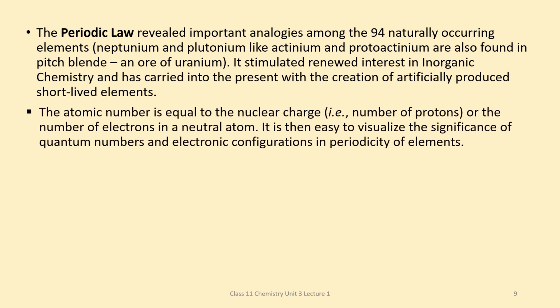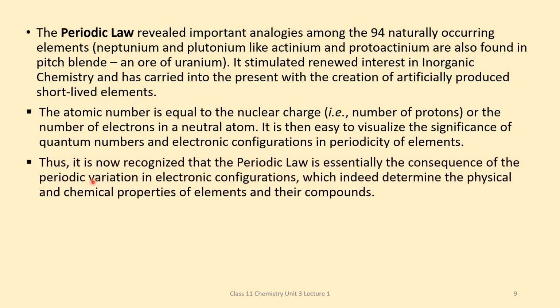The atomic number is equal to the nuclear charge, that is, the number of protons or the number of electrons in a neutral atom. It is then easy to visualize the significance of quantum numbers and electronic configuration in the periodicity of elements. Thus, it is now recognized that the periodic law is essentially the consequence of periodic variations in electronic configurations, which indeed determine the physical and chemical properties of elements and their compounds.